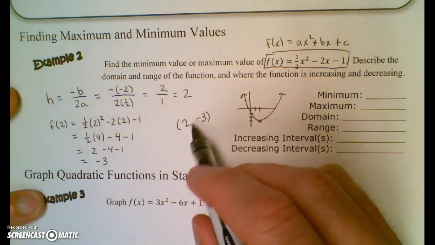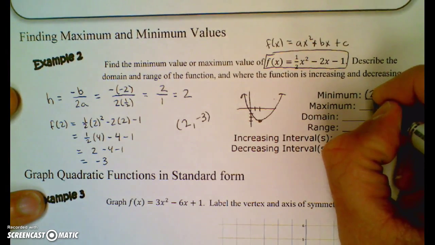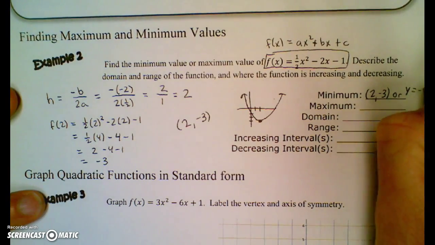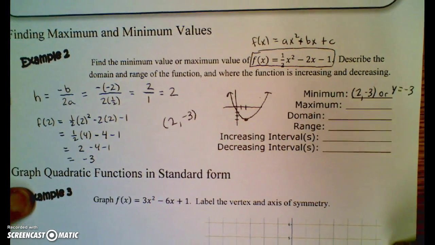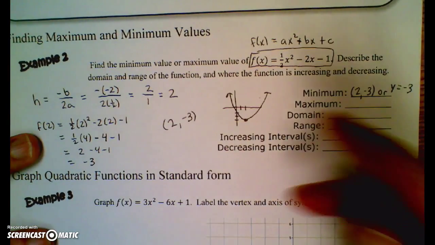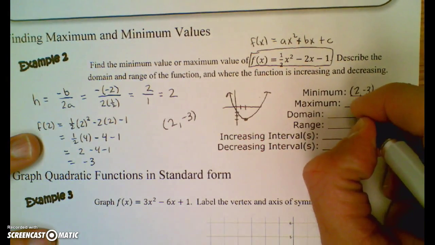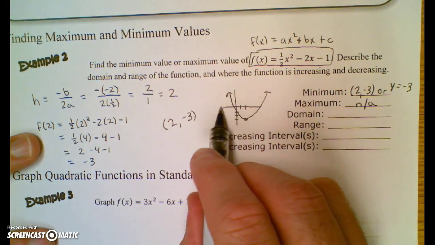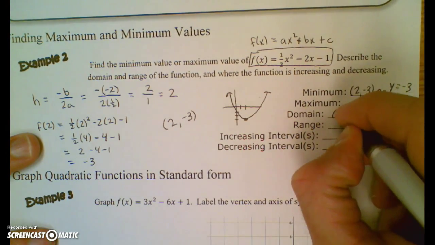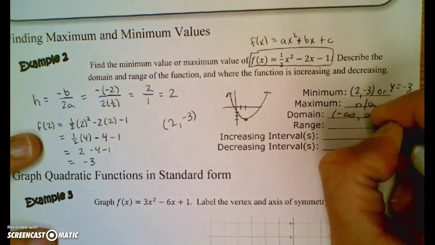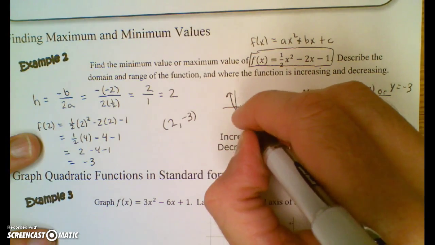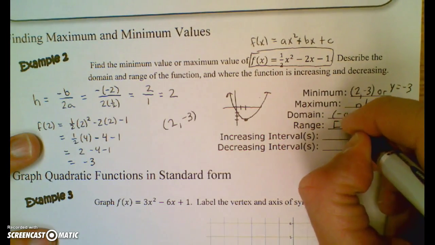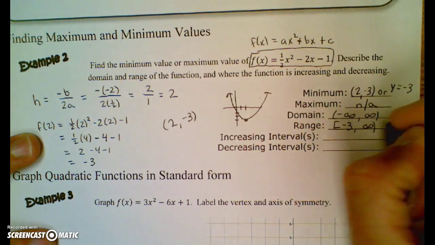So my minimum, I can list as the coordinate, 2, -3, or you can list it as y equals -3, depending on what your question asks you to do. The maximum, well, in this picture, you can see there is no maximum. Your domain is all of your x values, so in this case it's -infinity to +infinity. Your range goes from your lowest y value to your highest y value, so that's from -3 to +infinity.